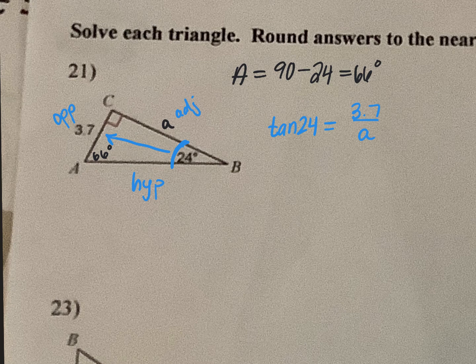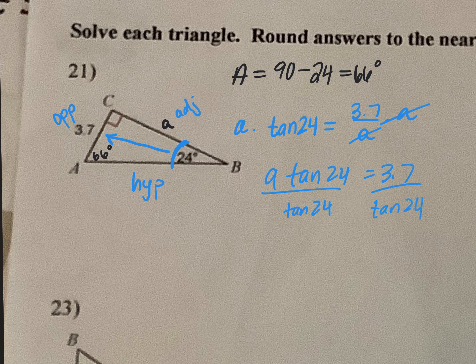I understand the opposite. Why did you use adjacent? Because that's the side we chose to look for. Oh, okay. Right, so then multiply both sides by A. So you're doing 3.7 divided by tangent of 24. That gives you 8.3.